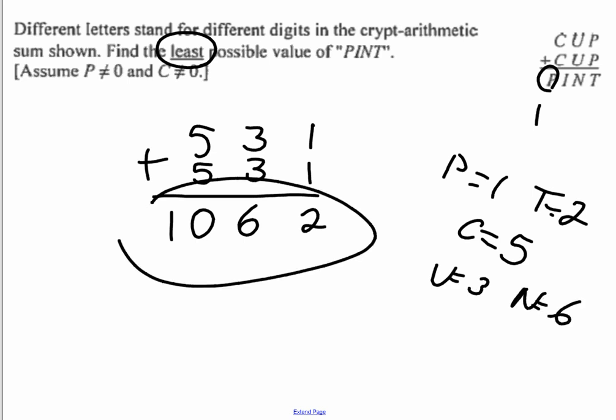That is the least possible value when each of those different letters represents a different digit. So just be really careful with that. A lot of you were so close on that and just made a couple little mistakes to throw you off.